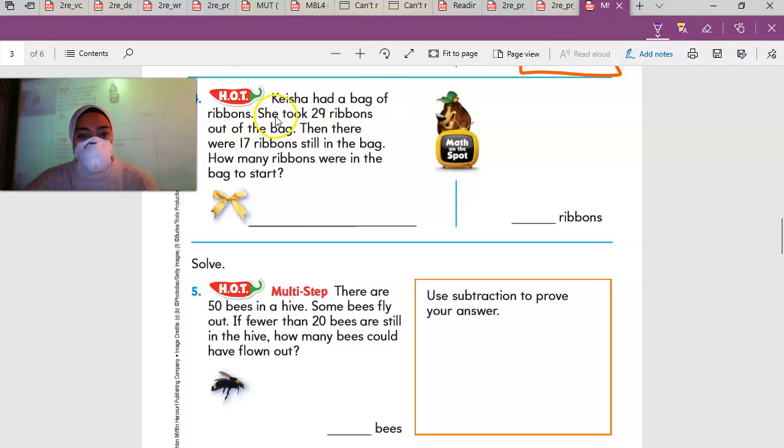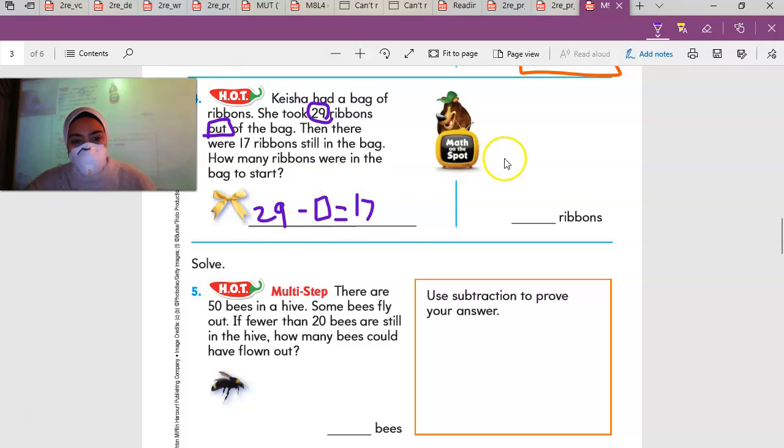Keisha had a bag of ribbons. She took 29 ribbons out of the bag. So she had a bag. She took 29 out of the bag. So 29. Then there were 17 ribbons in the bag. She took some out. Then there were 17 in the bag. How many ribbons were in the bag to start?